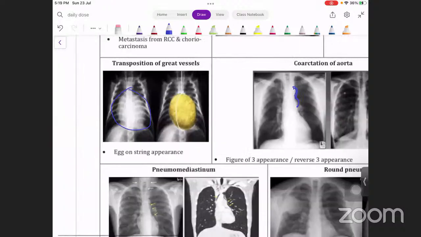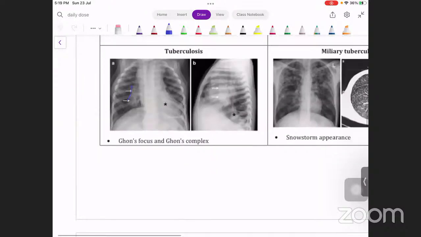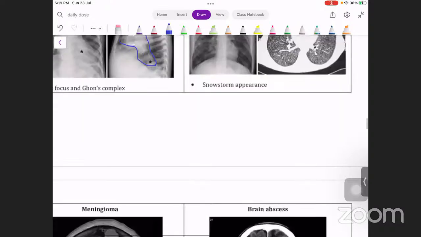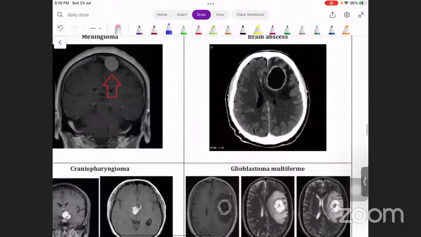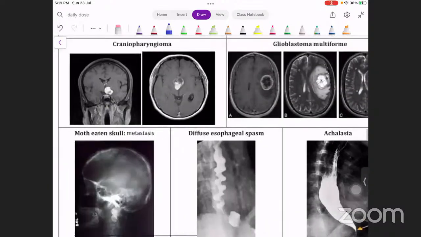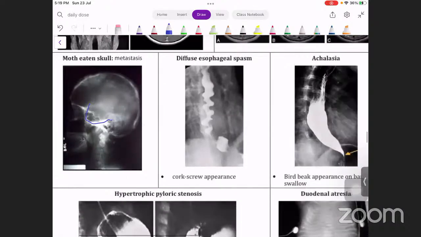And apart from that, you may see in tuberculosis, Ghon focus and Ghon complex. You may see it here in the TB. And in miliary TB, you may see the snowstorm appearance. Meningioma, typical one. And the brain abscess, which will be dark here in the CT. And apart from that, you may see the moth-eaten skull, which is due to metastasis.